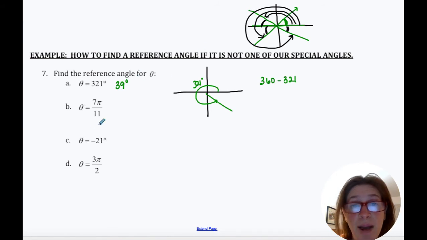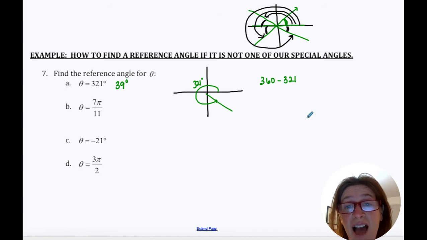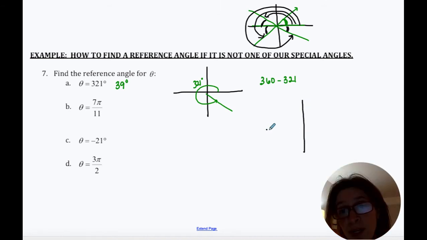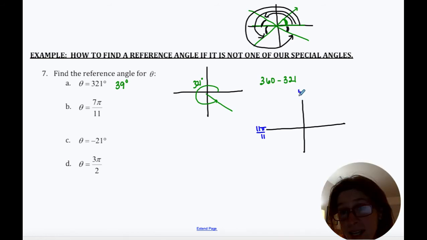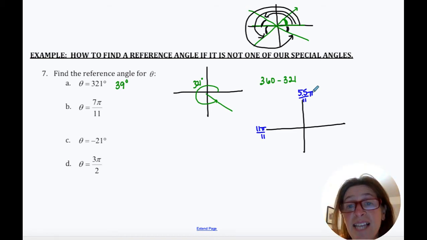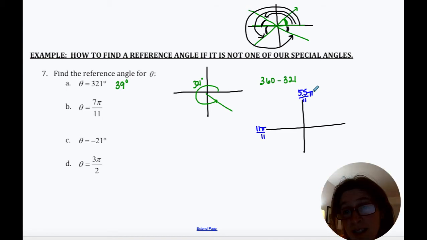Okay, 7 pi over 11. Oh, I don't want you to say it's pi over 11 because it's actually not. So let's think about this. We know that 11 pi over 11 is pi, right? So we've got to figure out where this is first. Let me grab a different color. So 11 pi over 11 is here. So that means that 5.5 pi over 11 would be here, right? So that tells me that 7 pi over 11 is actually in the second quadrant.